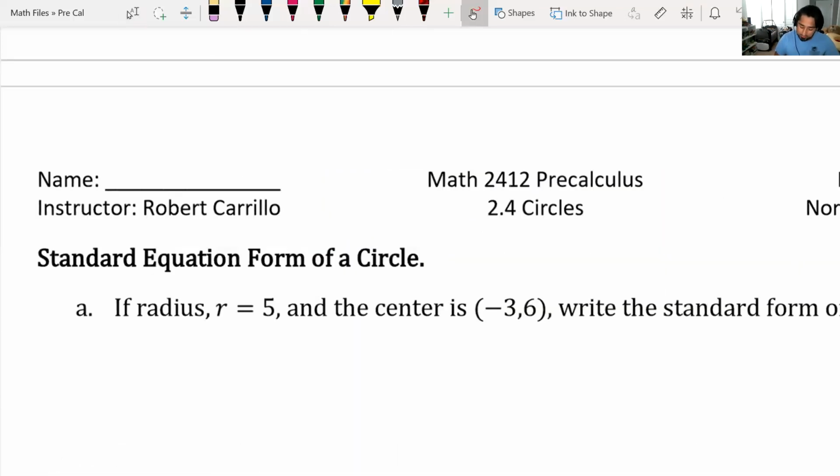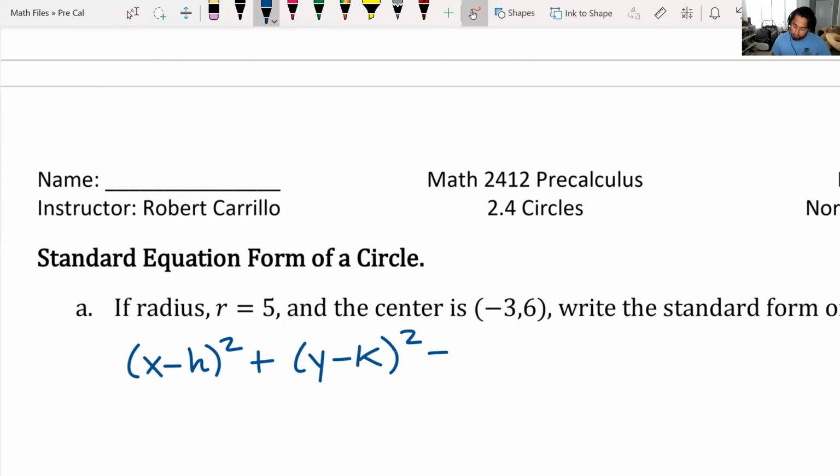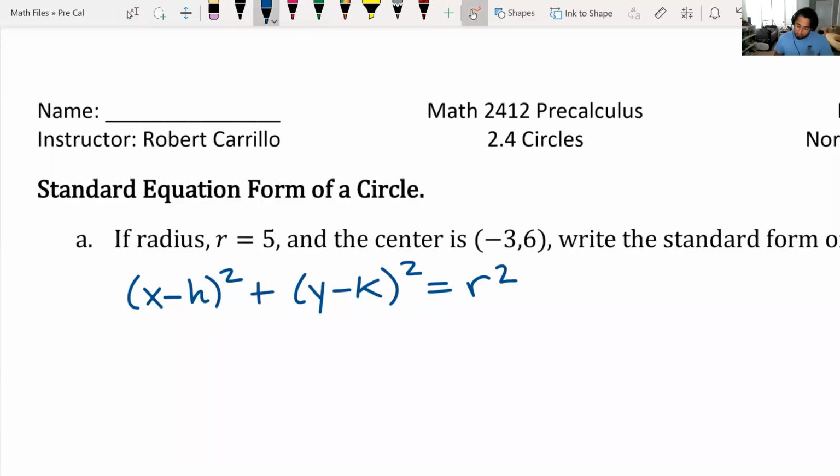One way to burn these equations into your brain is to keep writing the formula, keep writing the equation. So the standard form of a circle is (x minus h) squared plus (y minus k) squared equal to r squared. And since you have written the equation down, you now can put in the pieces. So since our center is known as (h, k), negative 3, 6 is our (h, k). Go ahead and plug in those components into the equation.